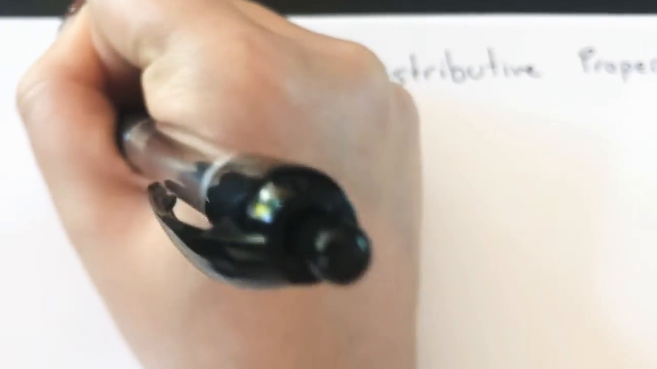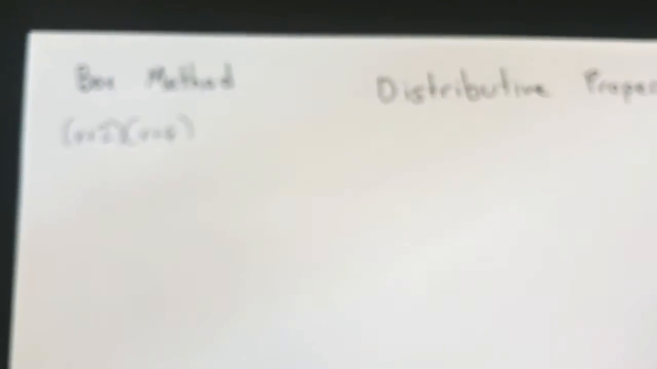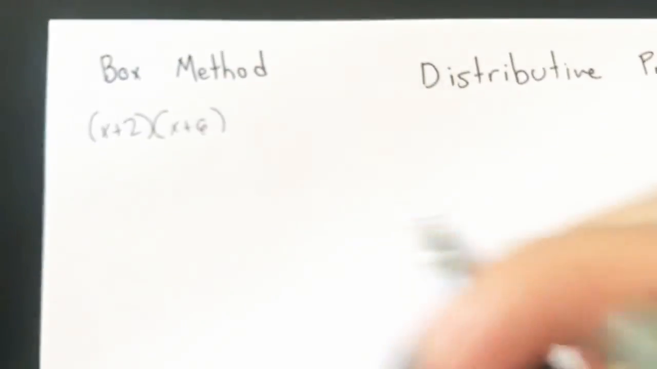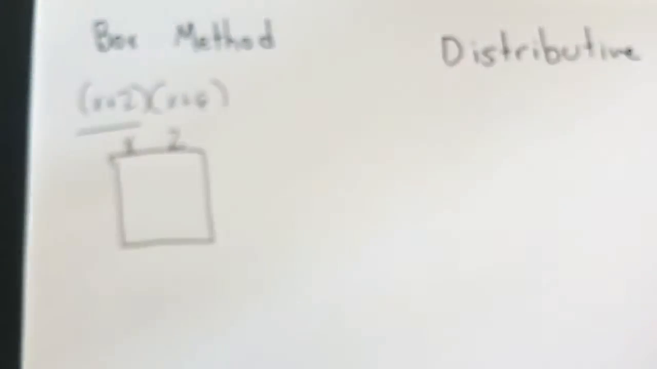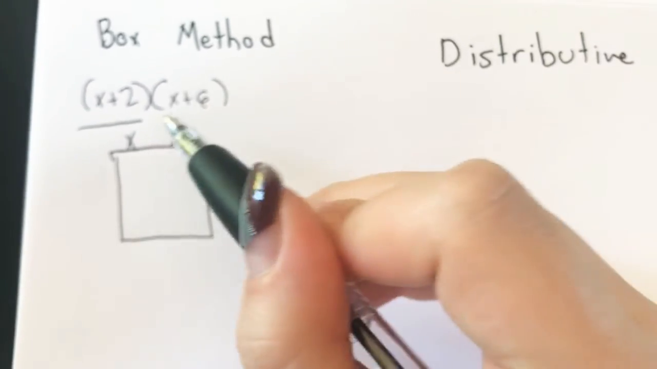So we're going to have x plus 2 and x plus 6. Step 1 is I need to draw out my box. And across one side of the box, I'm going to list one of the factors. So I have an x and I have positive 2. Then on another side of the box, going down, I'm going to list the second factor. I have x and positive 6.